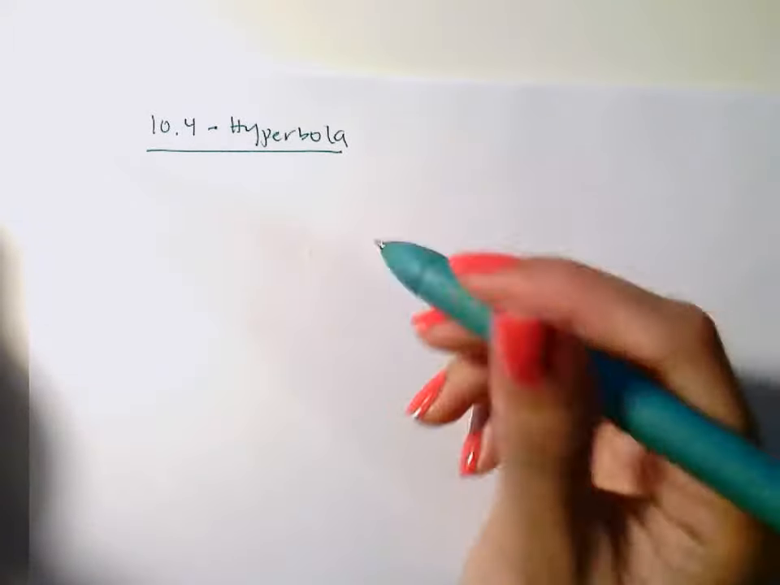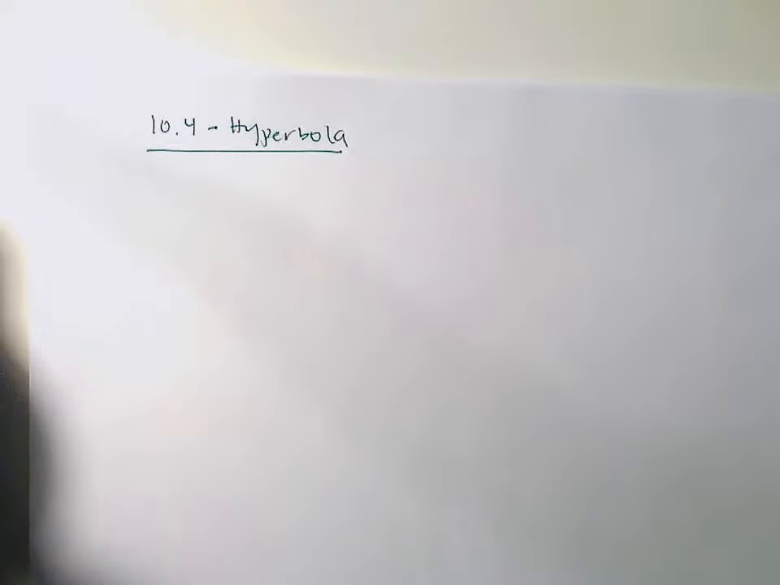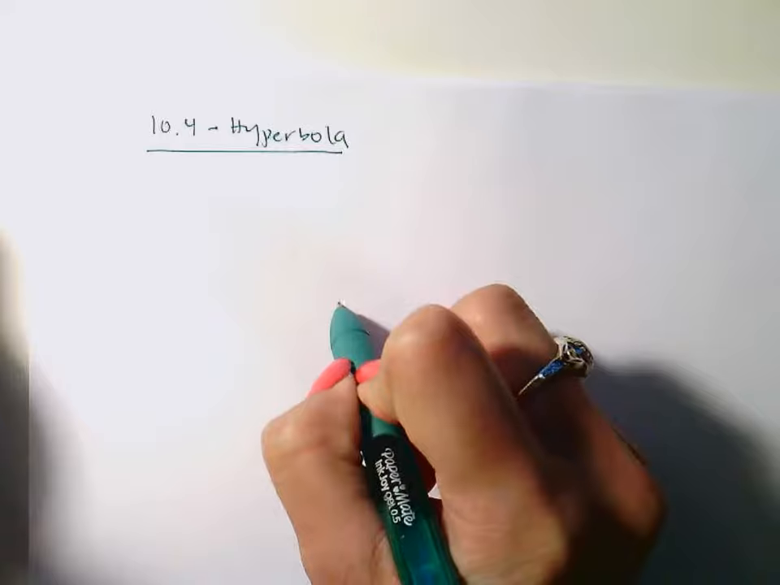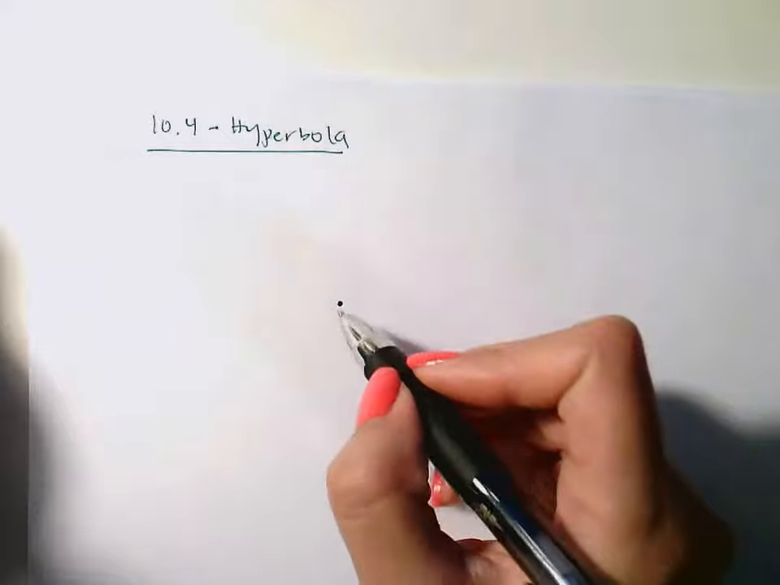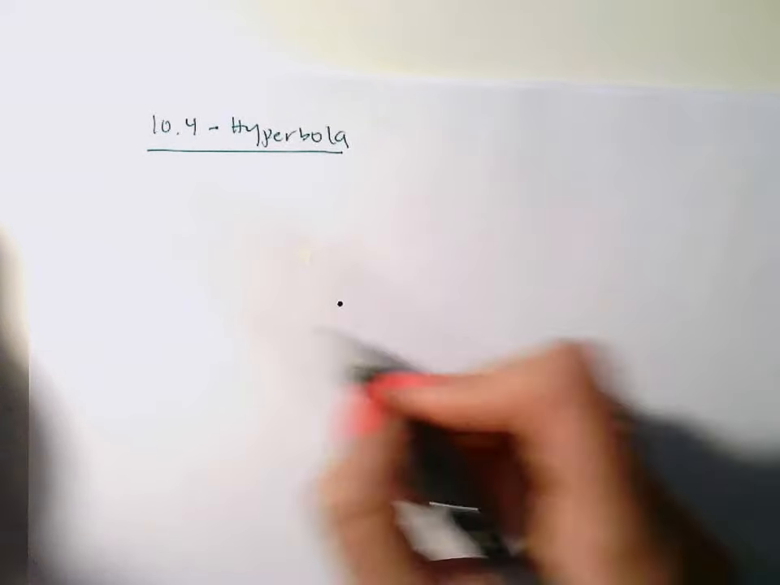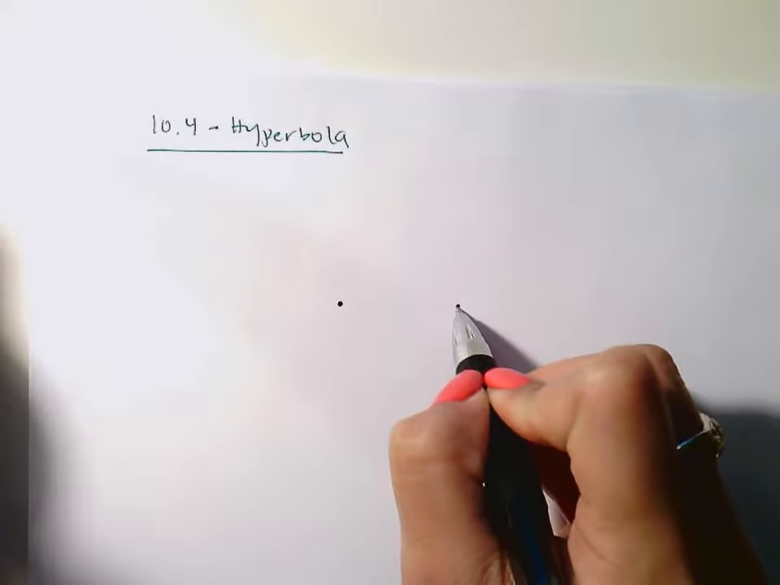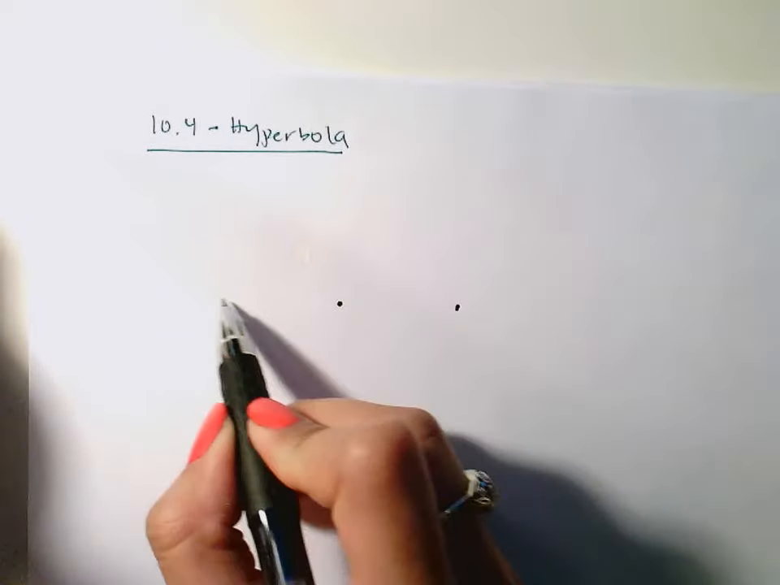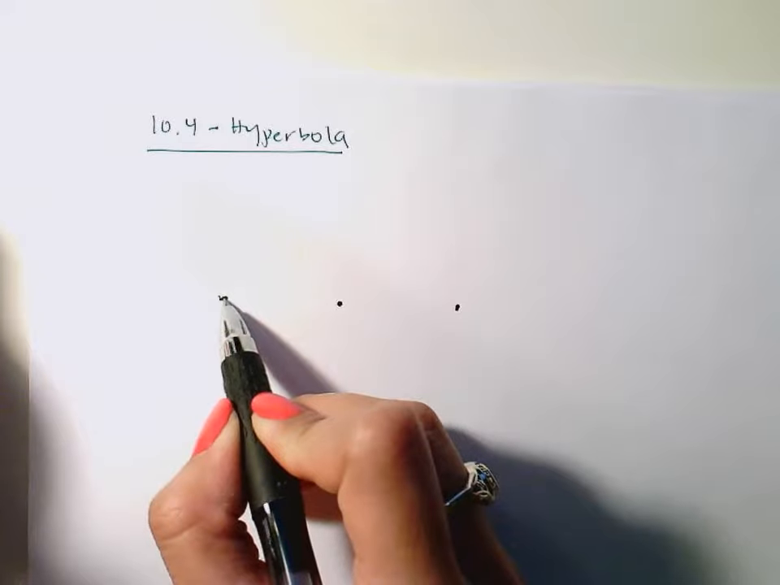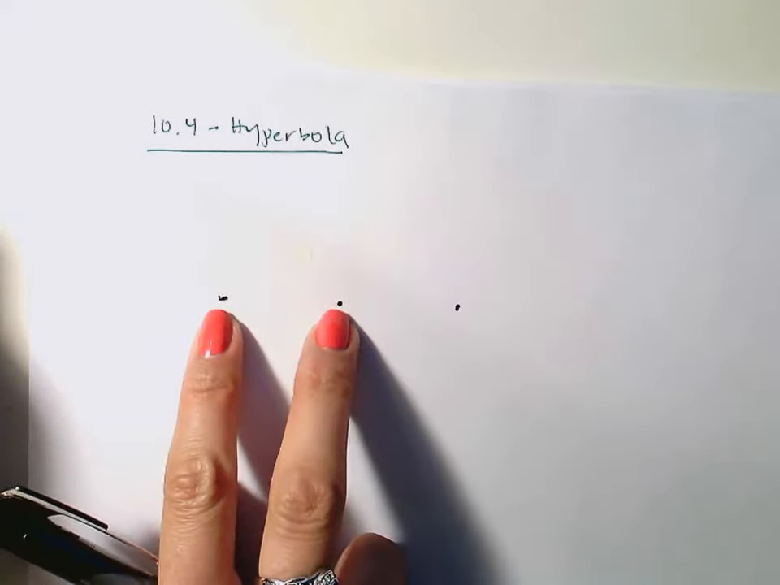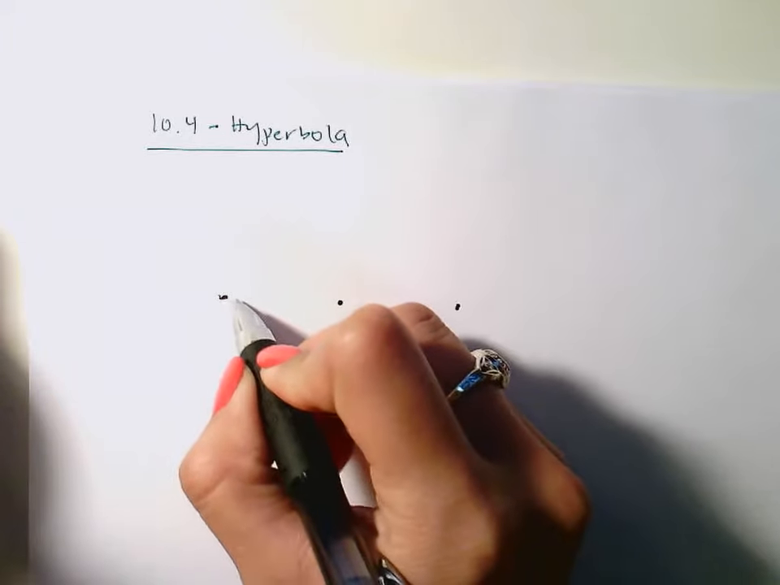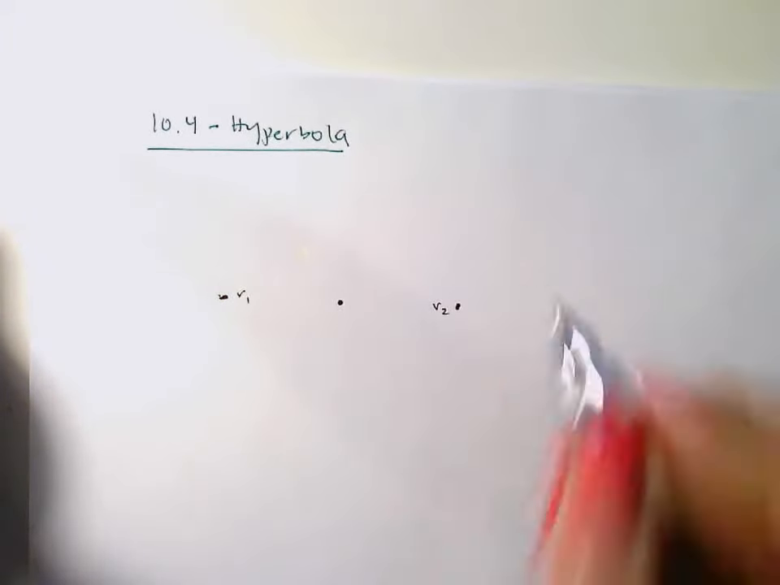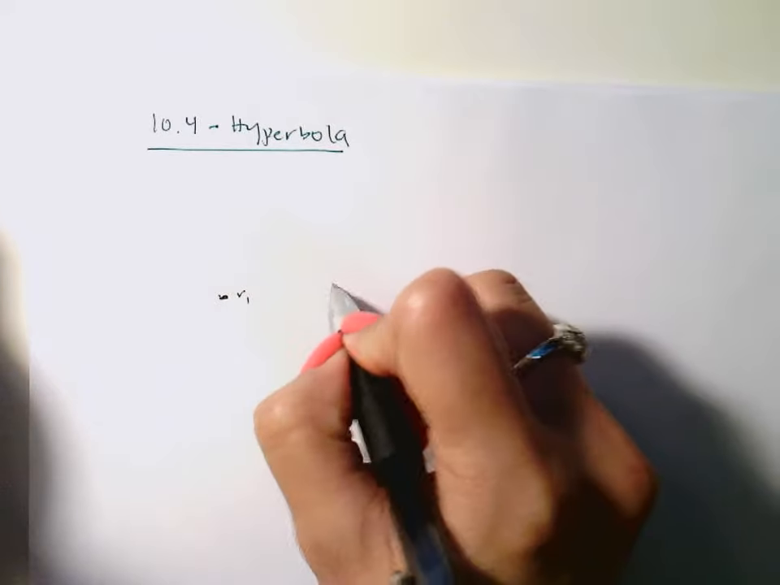Let's start with the center. My center is going to be at (h, k), so let's call this one the center. Then my vertices are going to be aligned with that center either vertically or horizontally. If they're aligned horizontally, that means my hyperbola is going to open left and right. Make sure that your vertices are also equal distance away from the center. This distance here is equal to this distance here, and those distances are actually a. Again, these are my vertices: vertex number 1 and vertex number 2. And this one is the center, which is at (h, k).